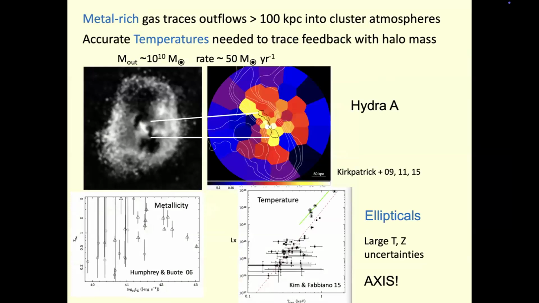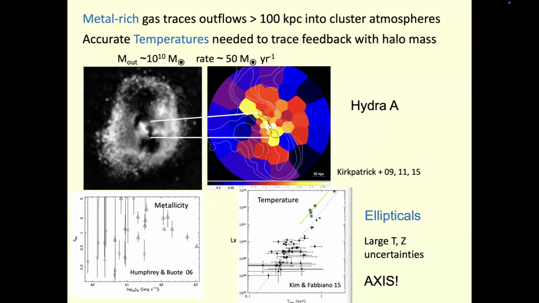But what's shown here on the left-hand side is an X-ray image, an unsharp masked image, and you can see it's filled with X-ray cavities going out to a couple of hundred kiloparsecs. You can see the scale bar in the lower right. But then what's shown is a metallicity map. And one of the things that we've learned in clusters is that these jets are dragging cooled, metal-rich material outward. And this is something that we would like to see in ellipticals.